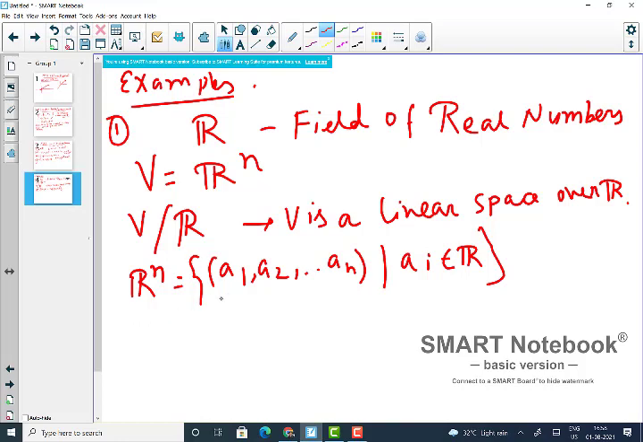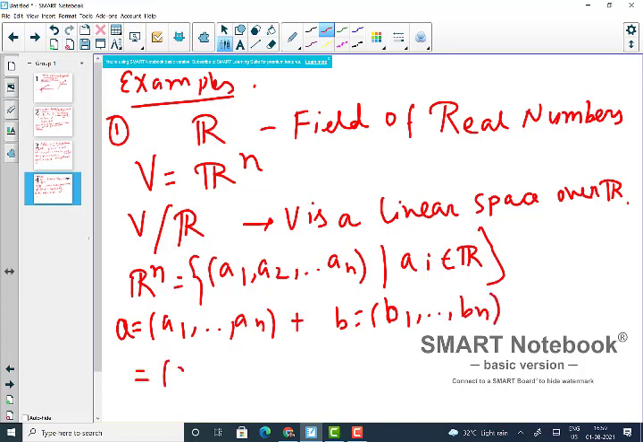And then here you see that the two maps are obvious. If we choose two elements, say the vector A, so let me write this symbol A, which is an n-tuple (a1, ..., an), and B is another n-tuple, say (b1, ..., bn), you can add those, and the addition will be component-wise: a1 plus b1, a2 plus b2, and similarly an plus bn.